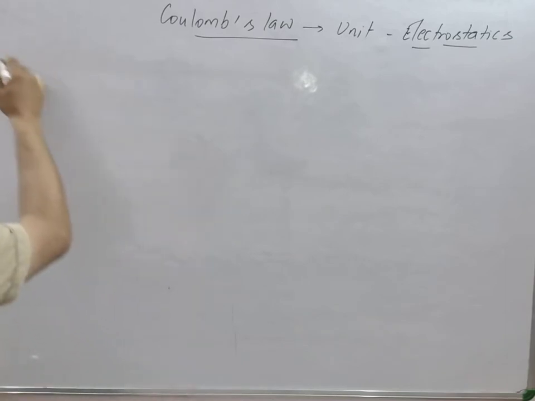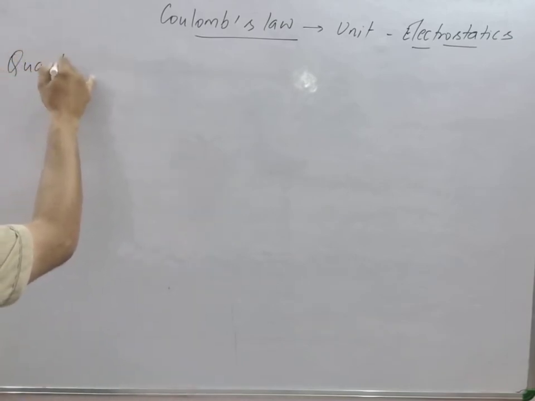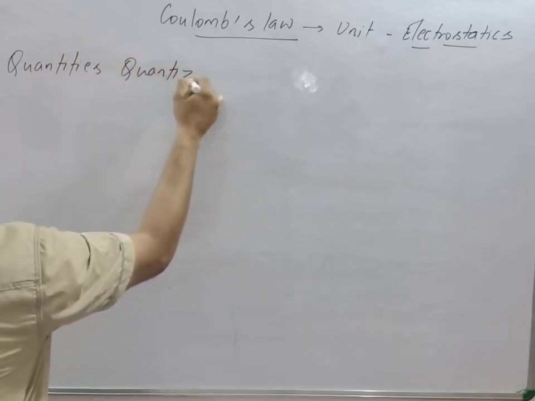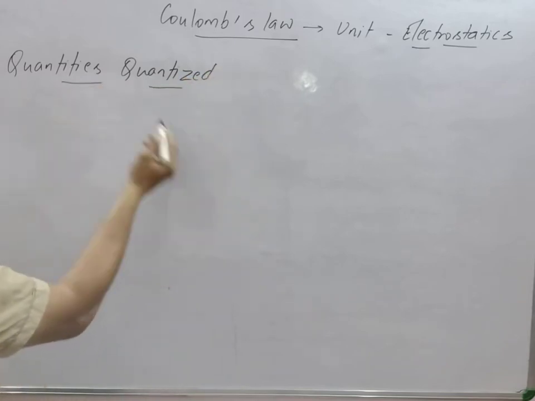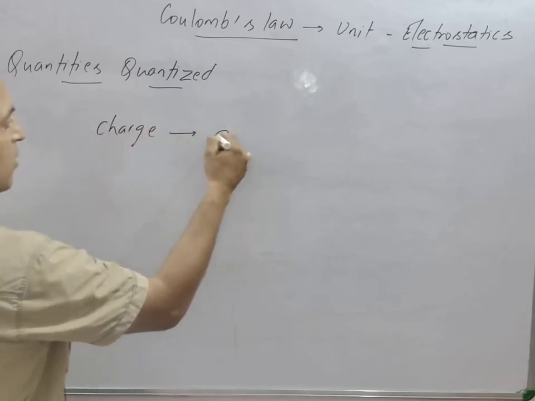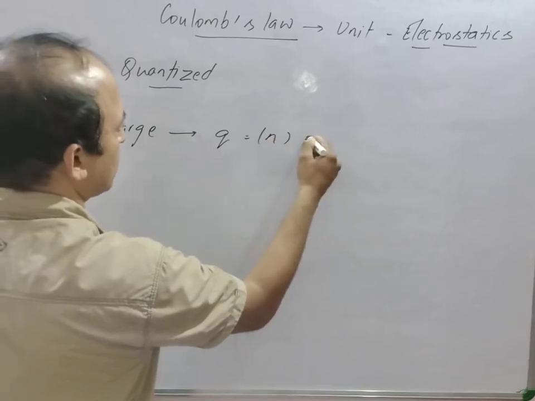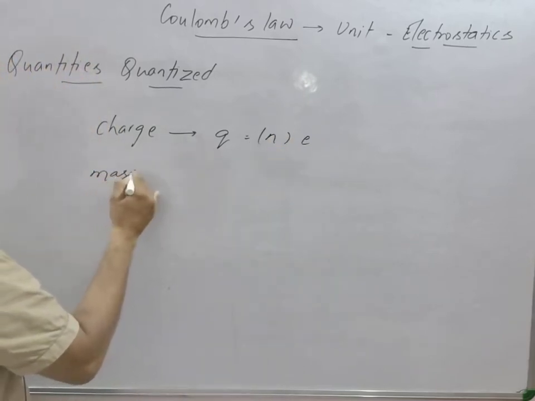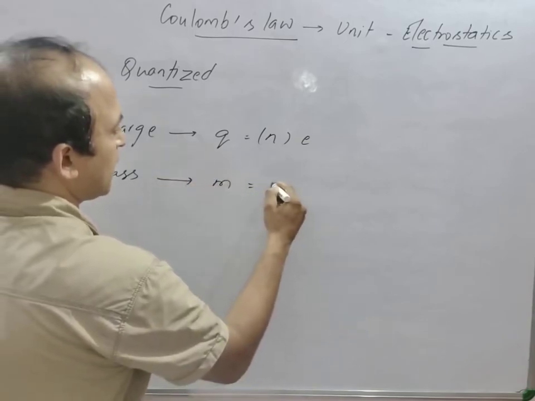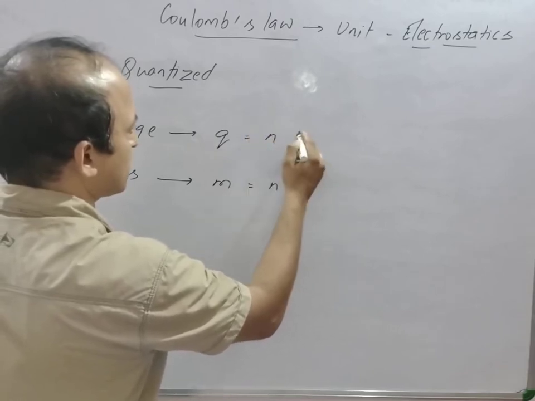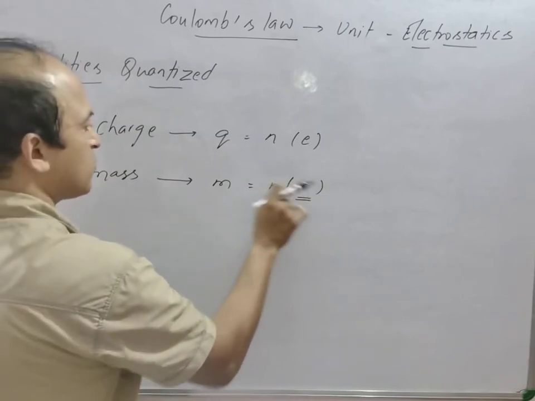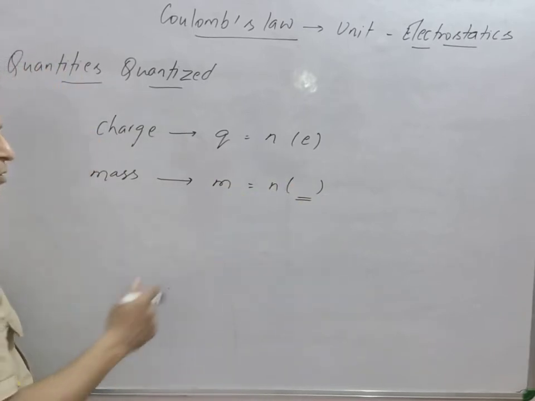But first of all, let us understand what are the physical quantities that are quantized and what are the respective expressions. The quantities quantized are, number one naturally, charge, and the expression is given as Q equals N into E. Mass seems to be quantized, so it is M equals N into, I'll place the bracket here itself, N into something. This bracket is actually empty. So the quantum of mass we actually don't know.